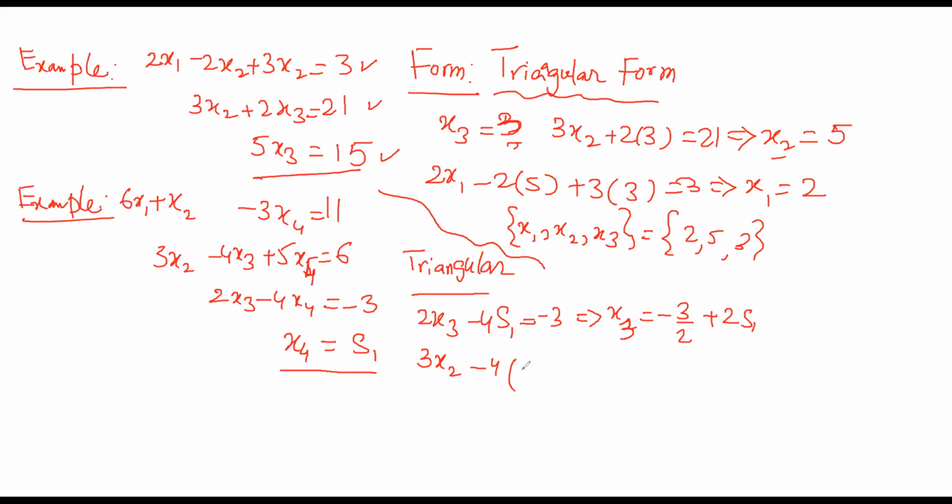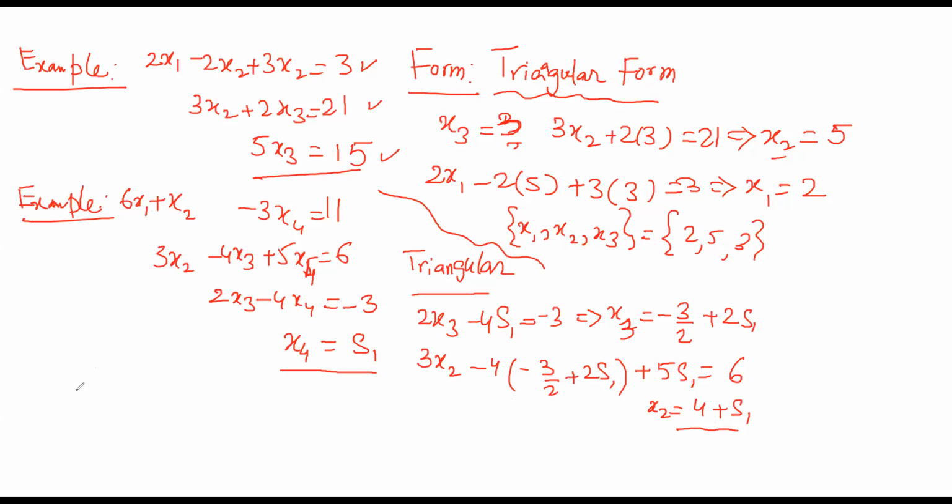So 4x3 will be minus 3 by 2 plus 2s1. Okay. And then plus 5x4, 5s1, that will be equal to 6. Okay, so after some algebra, you can find that the value of x2 will be equal to 4 plus s1. I'm not going through these calculations, but definitely you will find this value, 4 plus s1.